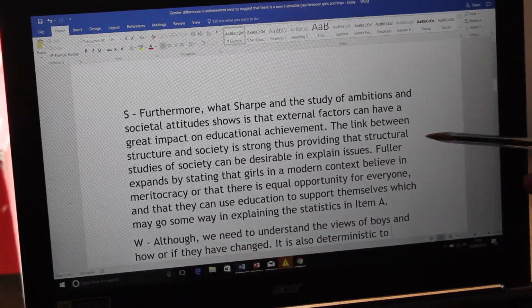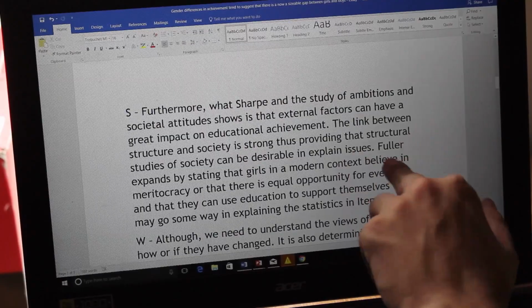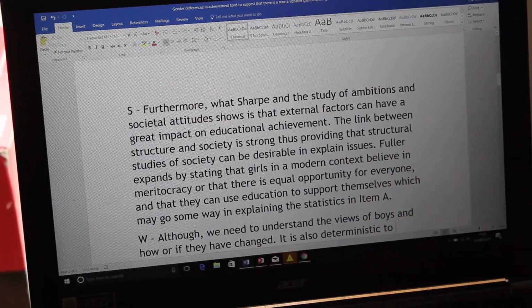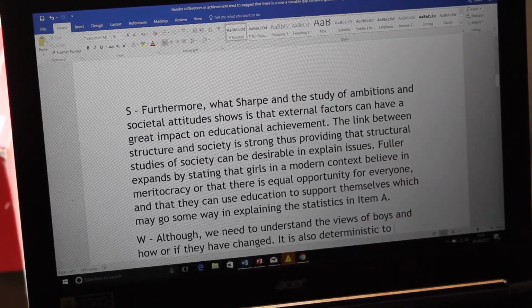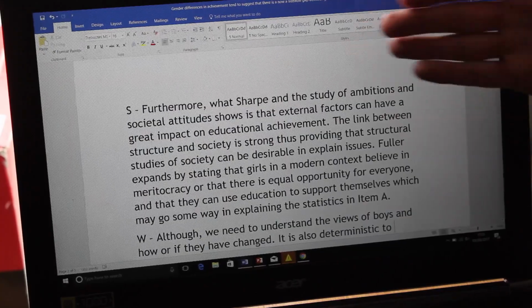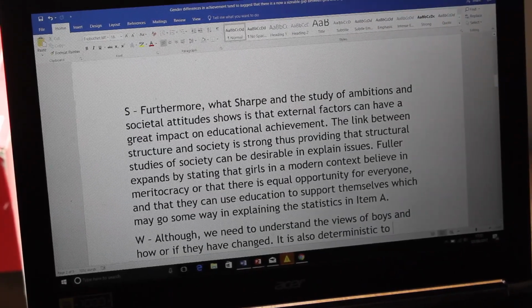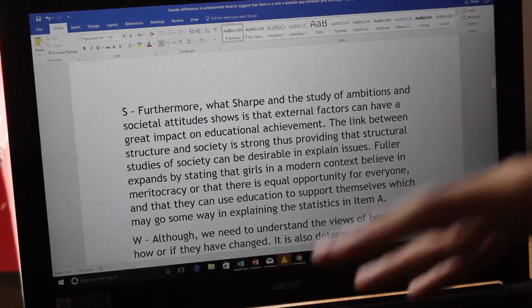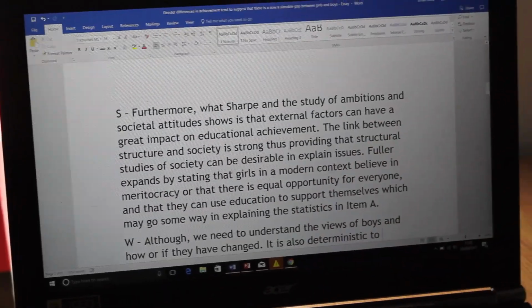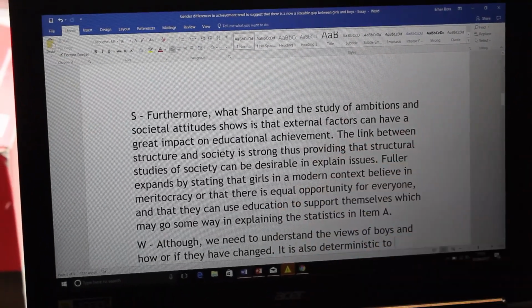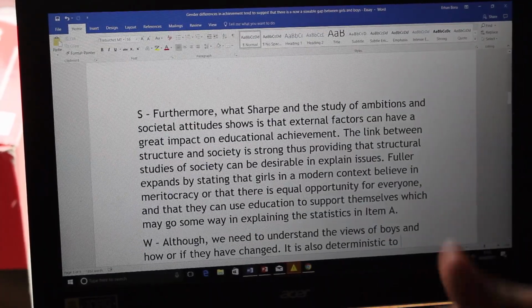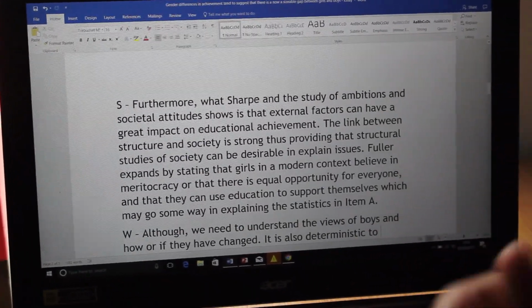So I'm saying Fuller is another theorist. I've added another one in there because I know Fuller. I thought let me put her in there just to show that I've got a strong AO1 skill, and it links into what Sharp is saying. Because girls believe in the meritocratic society that they can achieve what they want through their efforts, they're going to push themselves further throughout education to achieve their desired outcome.